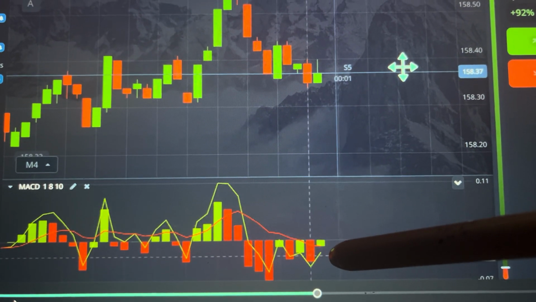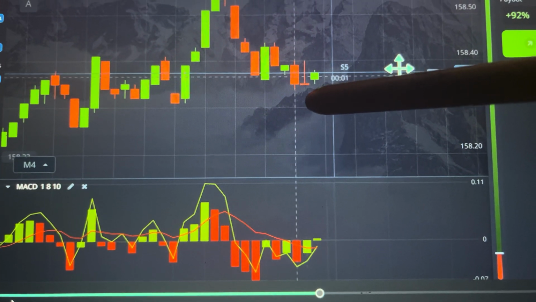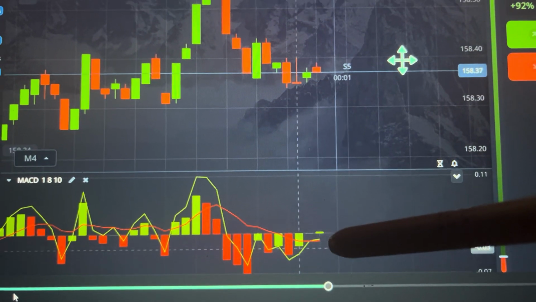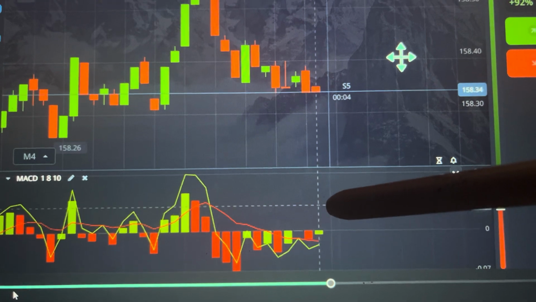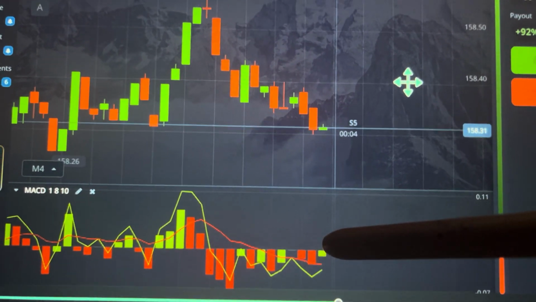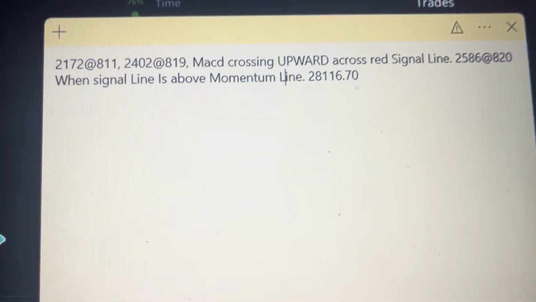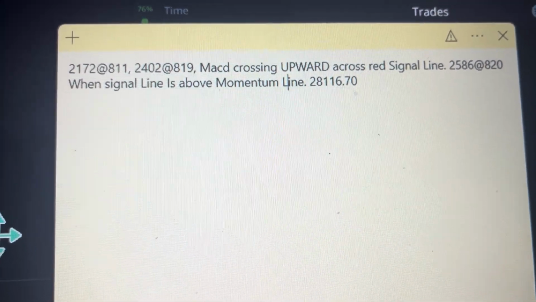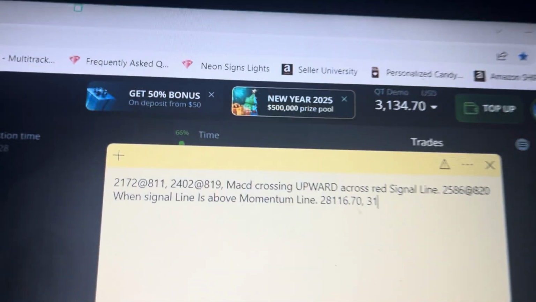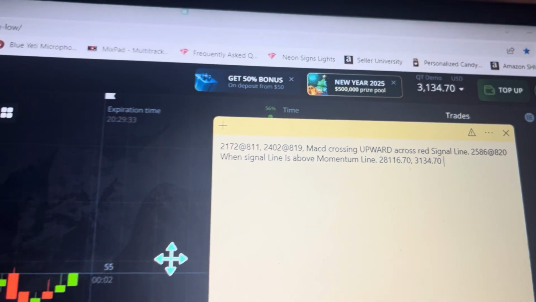So as you can see, as that goes back down, the candles up at the top here are not really forming nice big green candles. But I'm looking for nice big green candles, and that usually happens when this red is up above in this area. So even in that small little time that I did that on, I originally started at 28.116, and now we've got 3134.70. Okay.